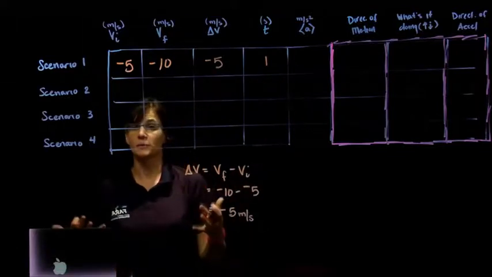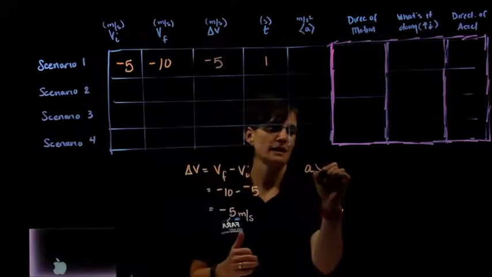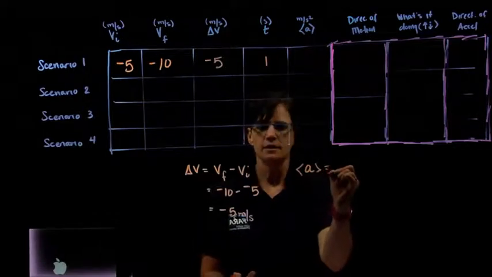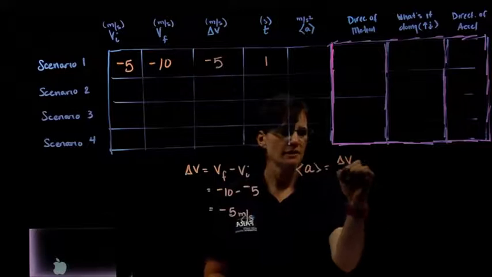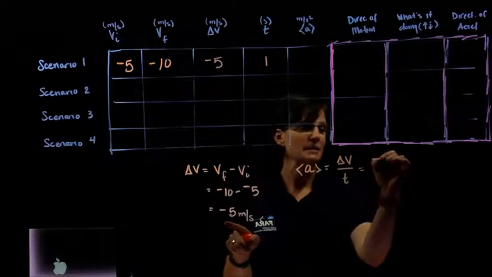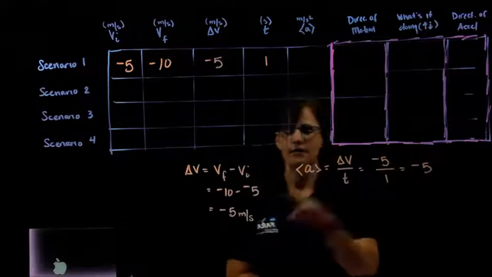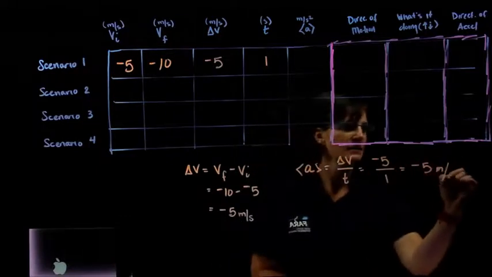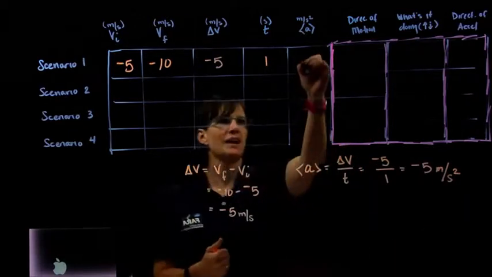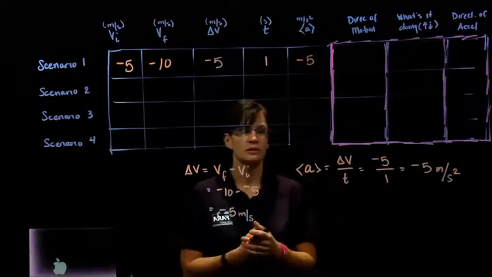What is my acceleration? We learned how to calculate acceleration in a previous mini lecture. It is an average acceleration calculation, but again, this is always constant for our purposes. It is my change in velocity over the time the motion is happening. My change in velocity is minus 5, my time is 1, and I get minus 5 meters per second, or meters per second squared. So my calculated acceleration is negative 5 meters per second squared.